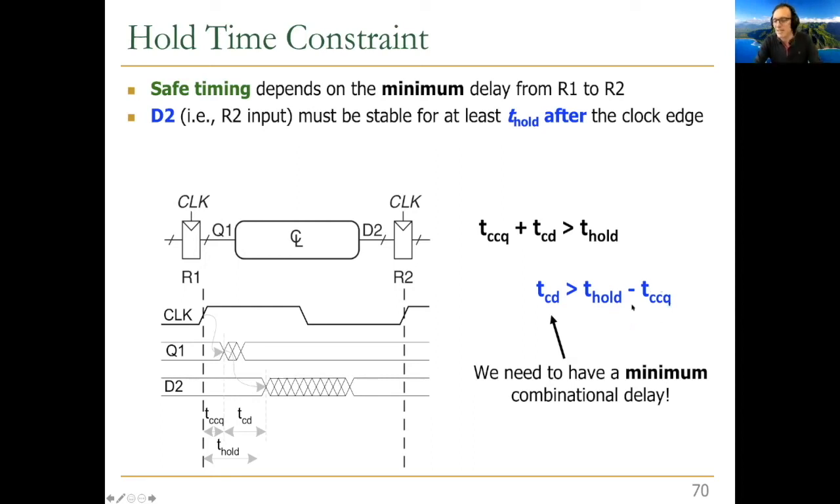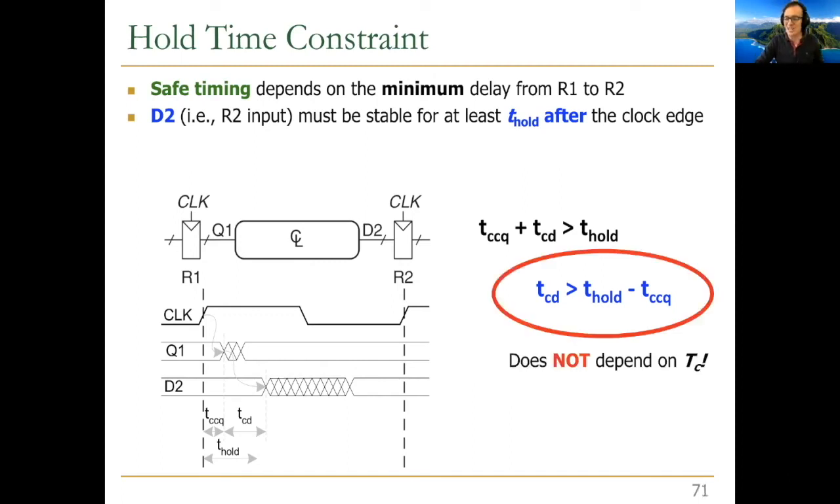So in many cases, t-hold may be 0, or t-hold may be smaller than TCCQ. As a result, this may not matter. But in some cases, this may not hold, and you may need to do something about it. And what is that something? Well, it is adding additional delay on the minimum delay path, the shortest path. Adding buffers, for example. That's the idea. So hold time constraint is actually a bit dangerous.